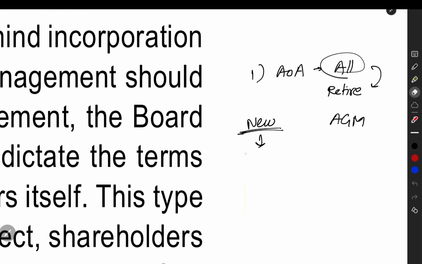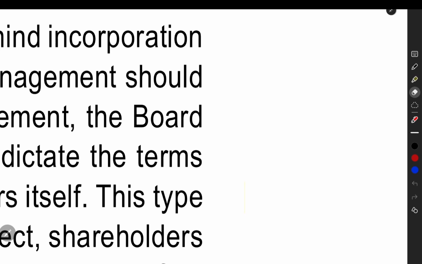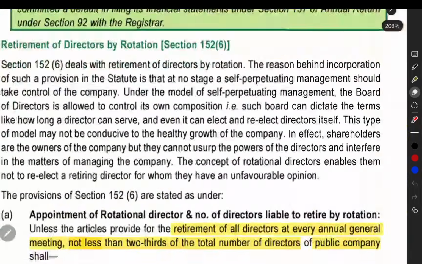How will the new directors be appointed? The shareholders will pass resolutions and they will appoint the new directors. This will happen in the general meeting, the annual general meeting that we are talking about here. The second case is that if the articles of association do not say that all the directors will retire, then what will happen? We have to apply the provision of retirement by rotation in the Companies Act. Now we will see how this provision is given in the Companies Act.